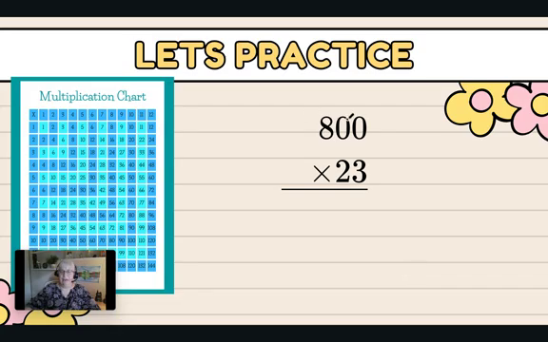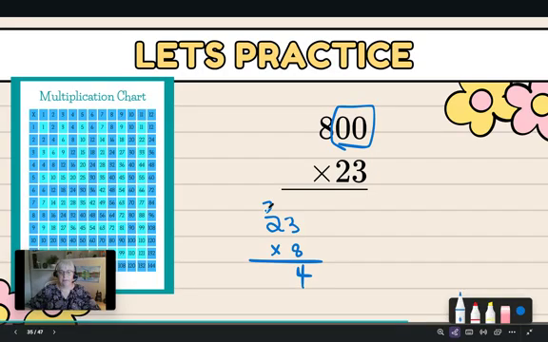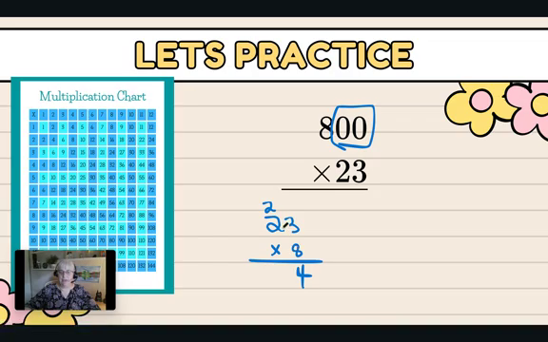Okay, 800 times 23 is going to be the same as 23 times 8. And then we're going to add the two zeros. We have two zeros here that we need to add back to our answer. 23 times 8, well, 8 times 3 is 24. Write the 4, carry the 2. 8 times 2 is 16. Plus 2 more. 16 plus 2 is 18.